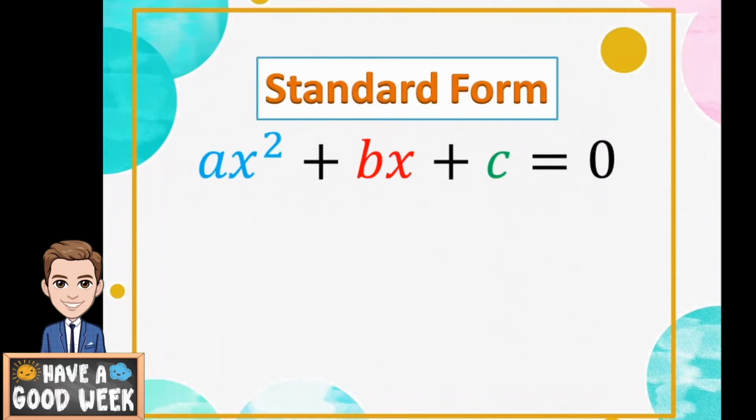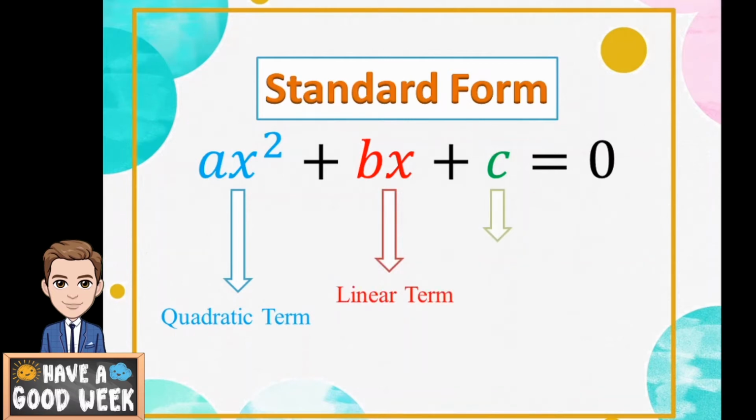Ax squared plus bx plus c equals 0, where ax squared is the quadratic term, bx linear term, and c for constant term. Again, a quadratic term, bx linear term, c is the constant term.